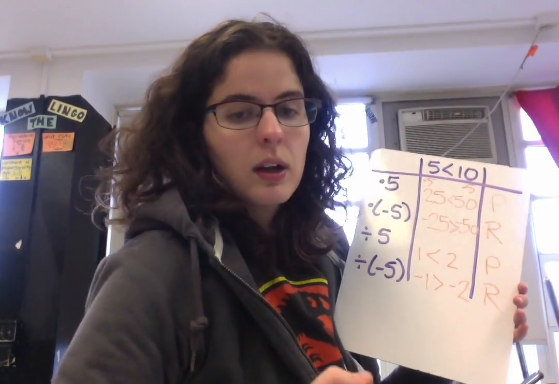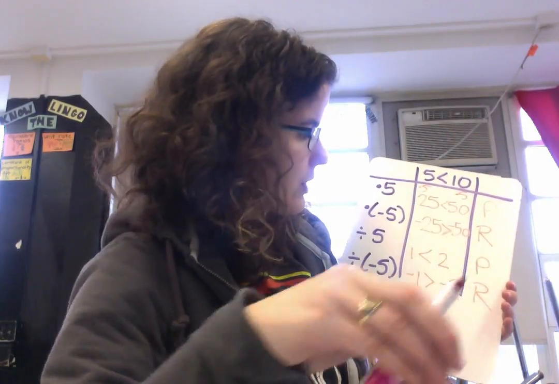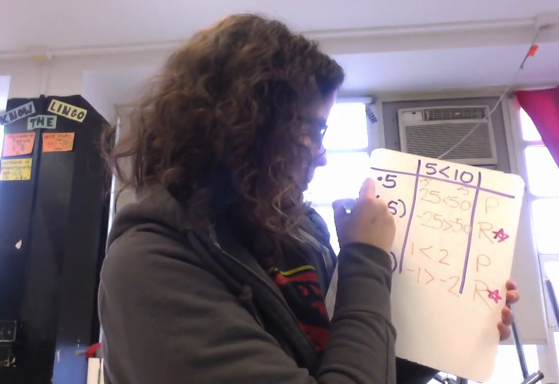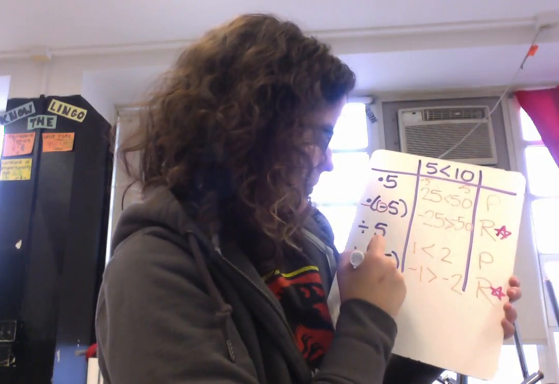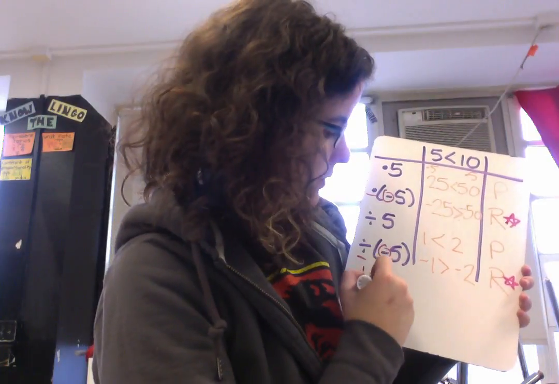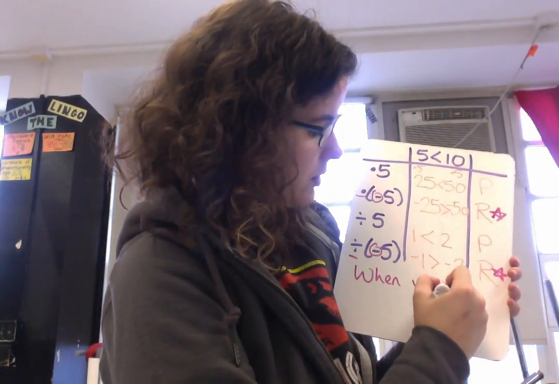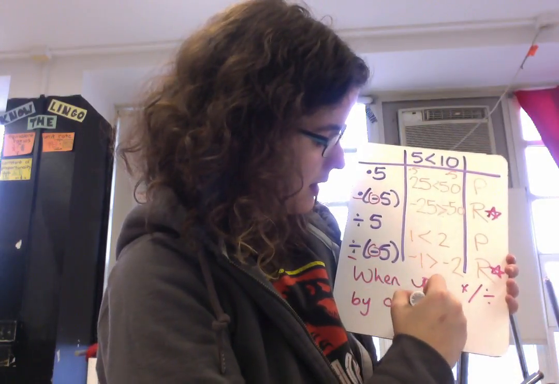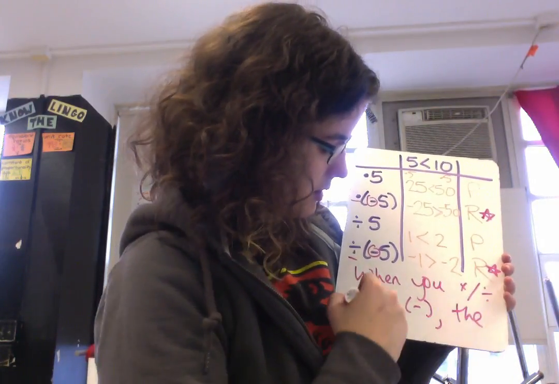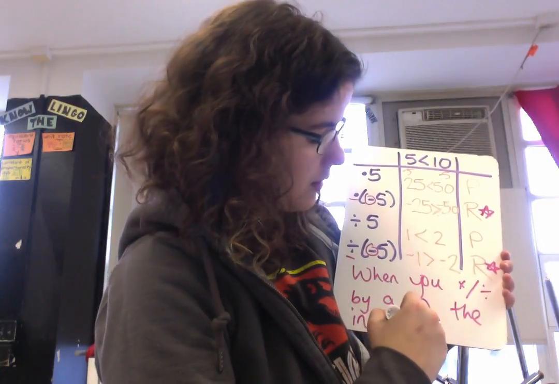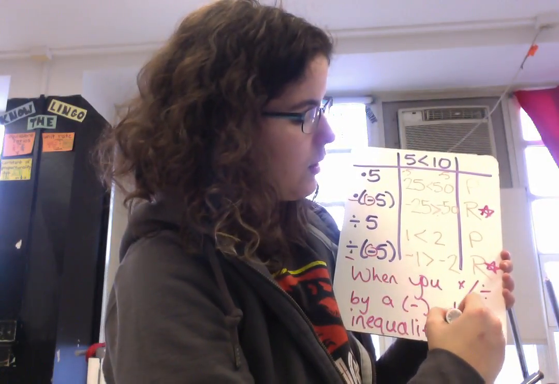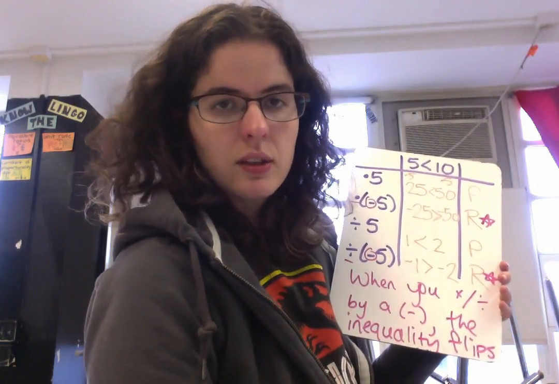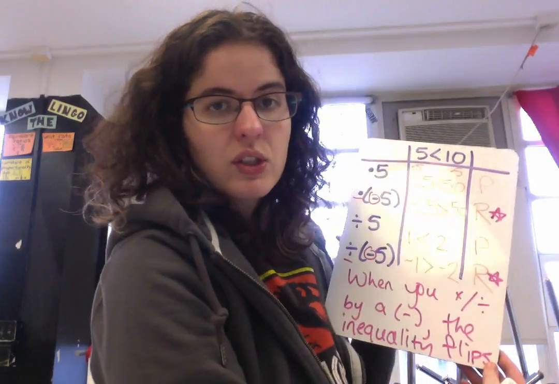So looking at these and beginning to generalize, we're noticing that the things that reverse are the things that involve multiplication or division by a negative number. So when you multiply or divide by a negative, the inequality flips or reverses. Interesting. So let's see how we can apply that to the inequalities that we've been solving.